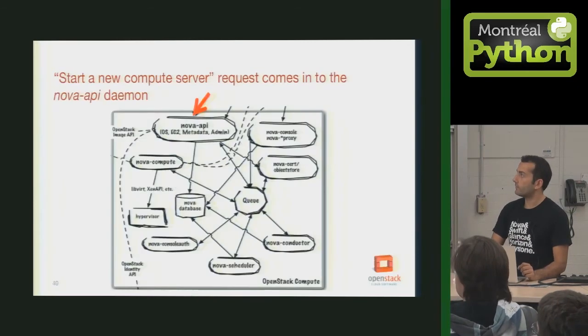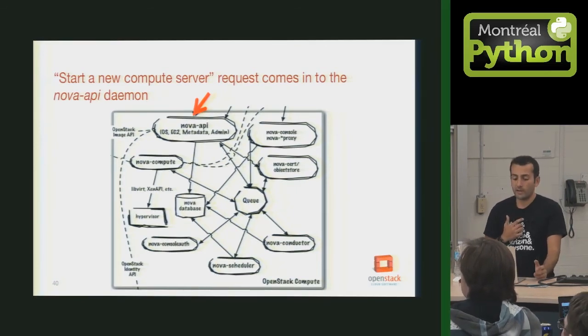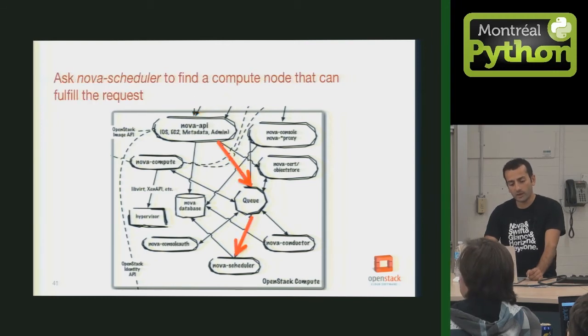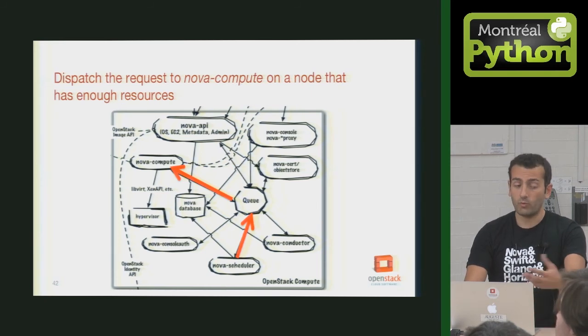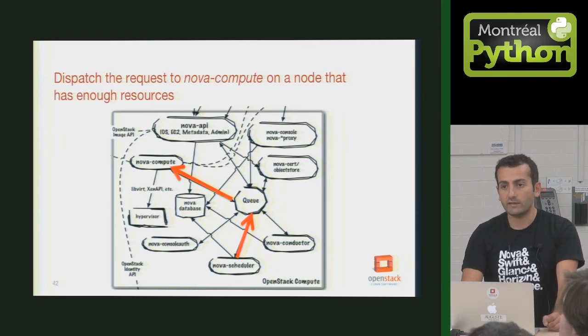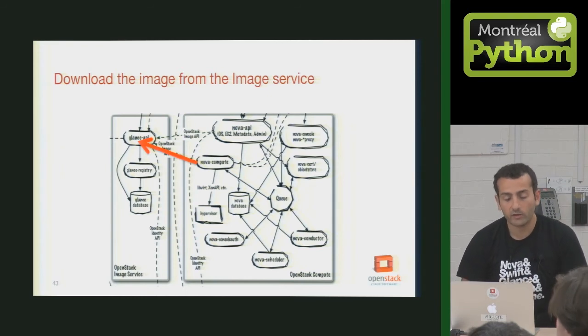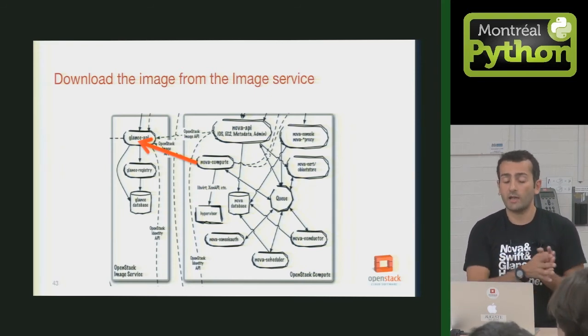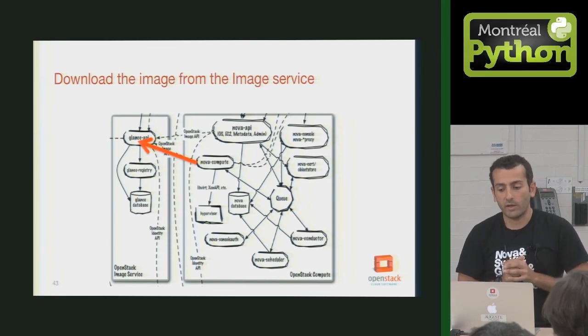So let's go back to the earlier example. When you start a new compute server, the request comes into the Nova API. In this case, the request says start a new compute server. Since the request is for a new VM, it gets queued directly to the Nova scheduler. The Nova scheduler is going to know where to go, and it will ask the queue to go to the Nova compute to get the configuration of the systems and see if it's possible. Whenever the compute service is selected, it then contacts the API of the image service, the service catalog, and starts to ask for the virtual machine image.